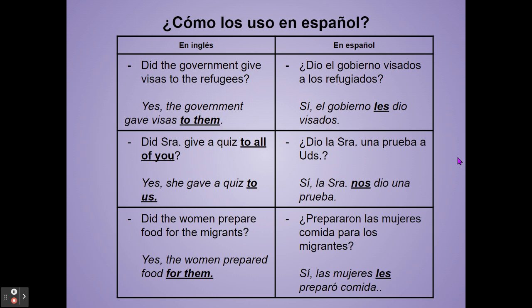Final example, did the women prepare food for the migrants? Prepararon las mujeres comida para los migrantes. For the migrants and para los migrantes being your indirect objects in the question. And in the answer, yes, the women prepared food for them. Sí, las mujeres les preparó comida. The women prepared food for them. Les meaning for them.